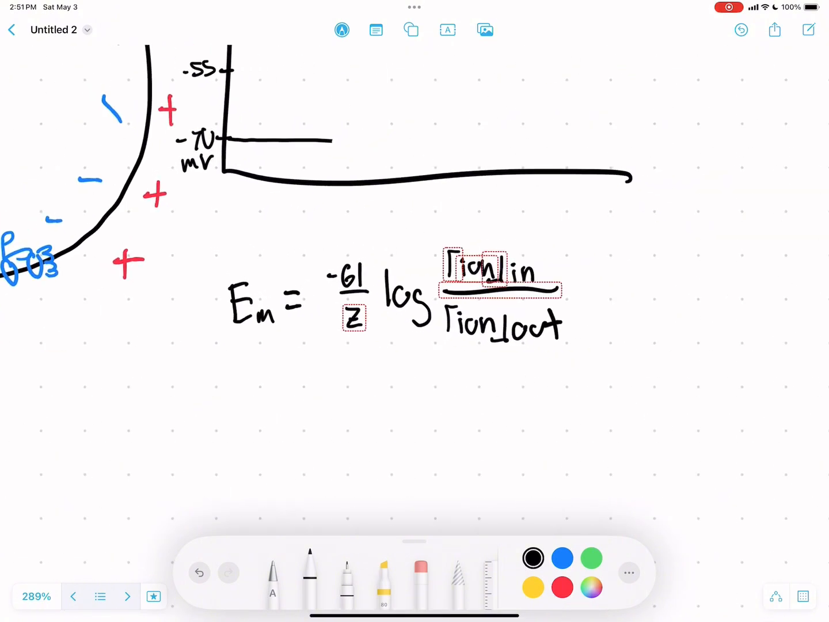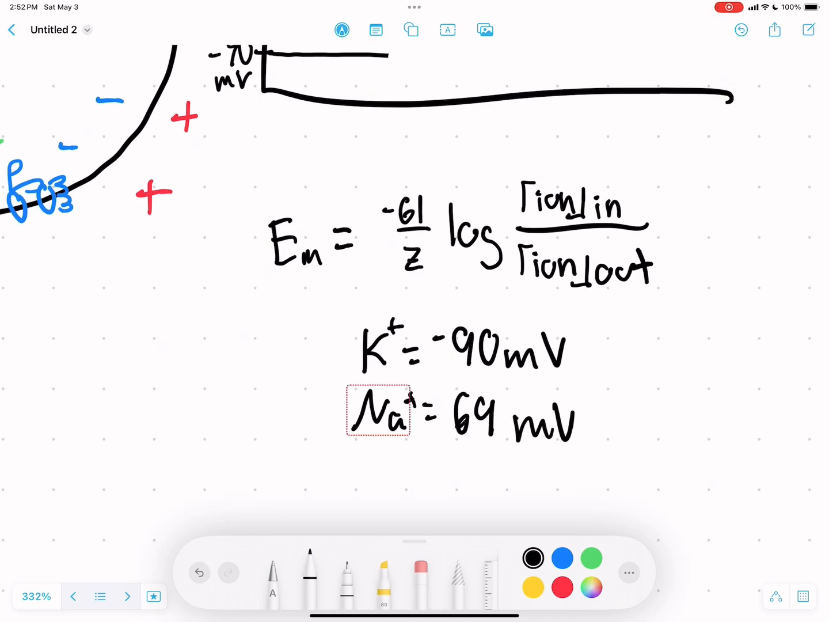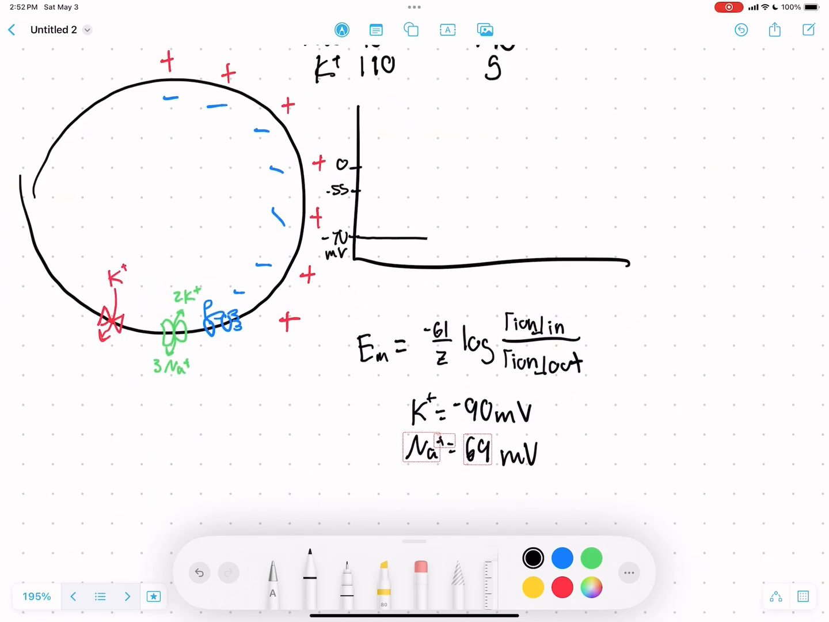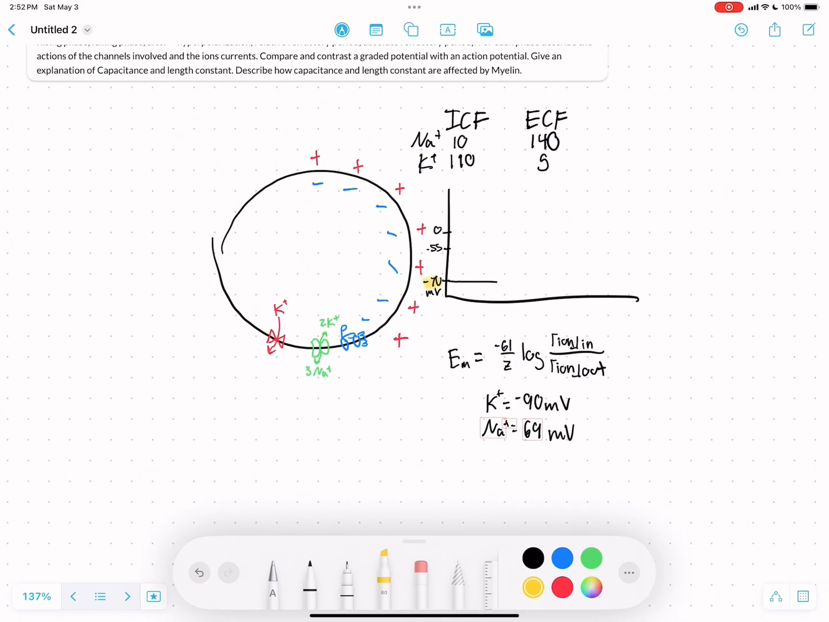If we plug this in for potassium, we get about negative 90 millivolts. And if we plug this in for sodium, we get about positive 69 millivolts. So our cellular energy isn't either of those, it's negative 70. So how do we get there?